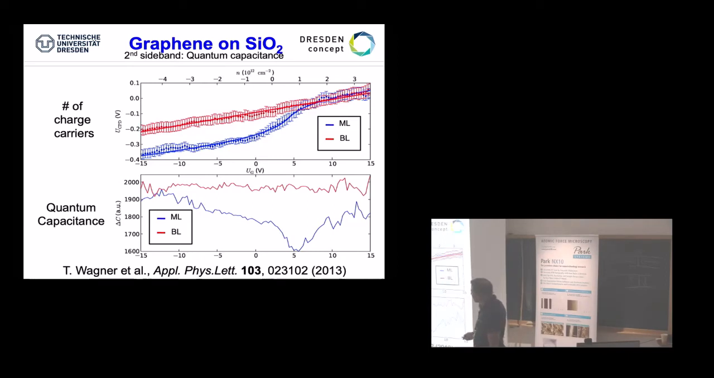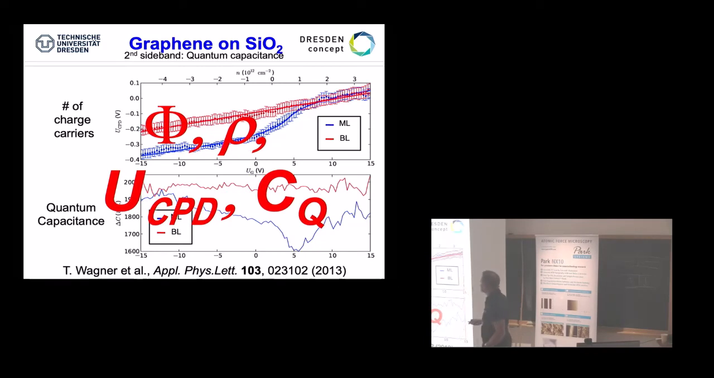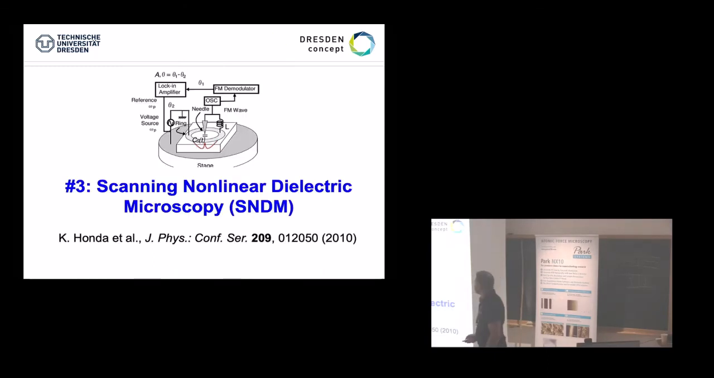So we track this second order sideband, and exactly what you see here at the crossover, at the 5-volt bias, is that we have, so to say, a balanced quantum capacitance. We are able to really deduce the value of the capacitance of this graphene layer. So what are the parameters we can deduce here? Surface potential, density, we have contact potential difference, we have this capacitance, all in non-contact.